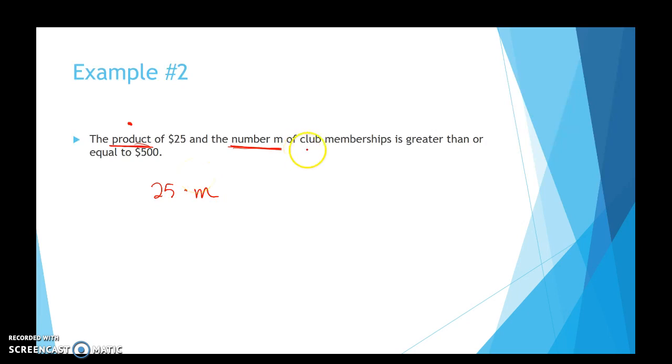As we continue to read the sentence, it says the product of 25 and the number M of club memberships is greater than or equal to $500. So how would we write that? Well, we would write the greater than or equal to sign, $500. And that would be my answer to number 2.